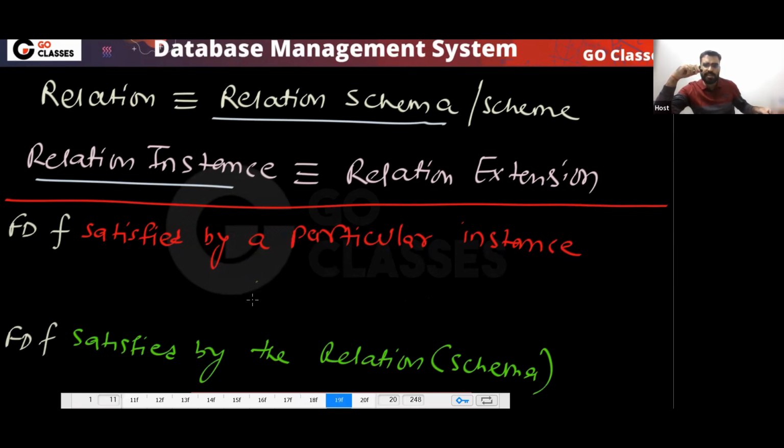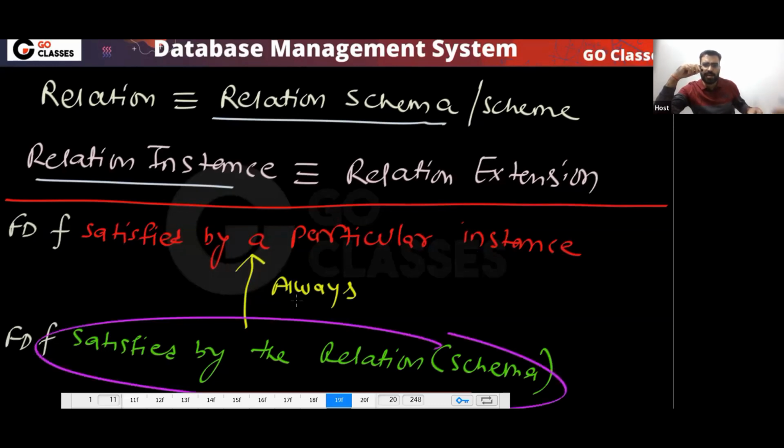The second point: if it is satisfied by the schema, can I say it will be satisfied by every instance? If it is satisfied, then it will always happen. If the schema itself is satisfying it, then I can say it is satisfied by any particular instance.